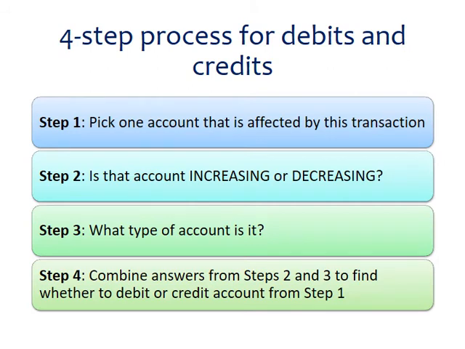First, let's talk about a process for deciding what needs to be debited and credited in a journal entry. There's a 4-step process for doing debits and credits. Step 1 is to pick one account that is affected by this transaction. Step 2 is to answer the question, is the account increasing or decreasing? Step 3 is to answer what type of account is it? Step 4 is to combine your answers from Step 2 and 3 to find out whether to debit or credit the account that you identified in Step 1. The table for identifying whether something is debited or credited is on the next slide, and it goes hand in hand with Step 4.